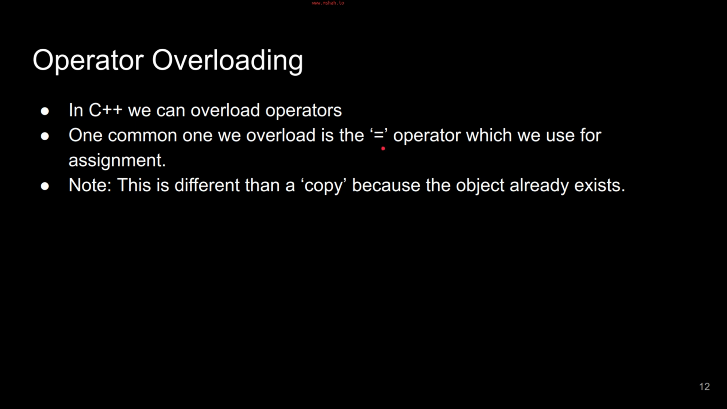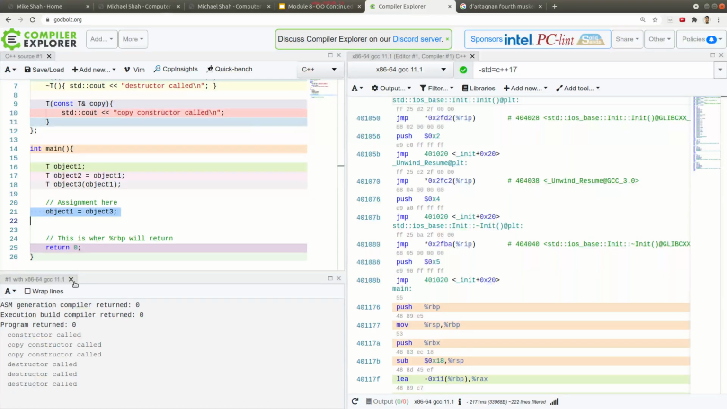And the one we most commonly do, and that's why I call it the fourth musketeer, is the equals operator, because often we'll do assignment, and often that means copying or performing some common operation. Now it's different than a copy though, because the object already exists. If we look at our example previously, object 1 and object 3 already exist. So we need to define the equals operator.